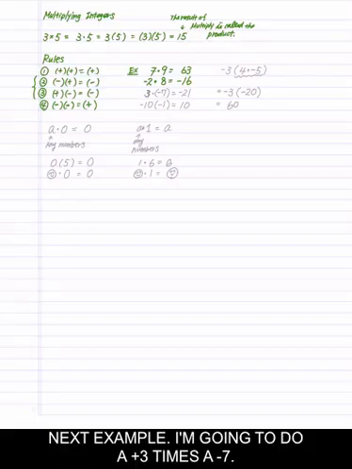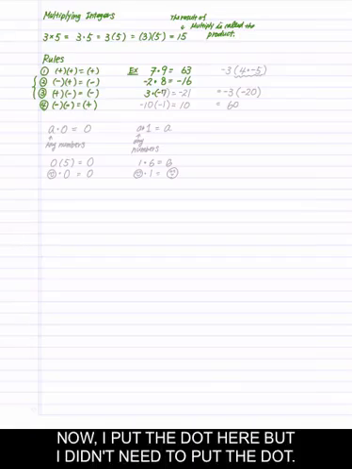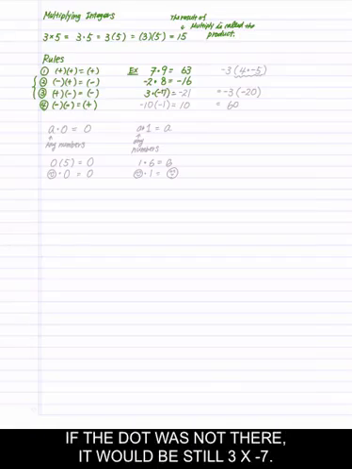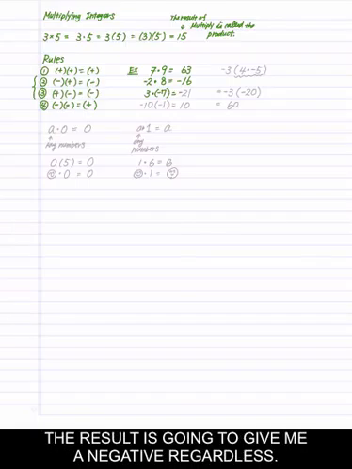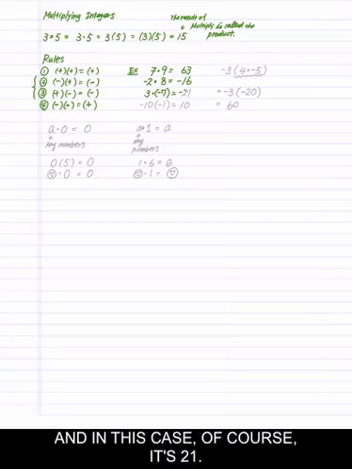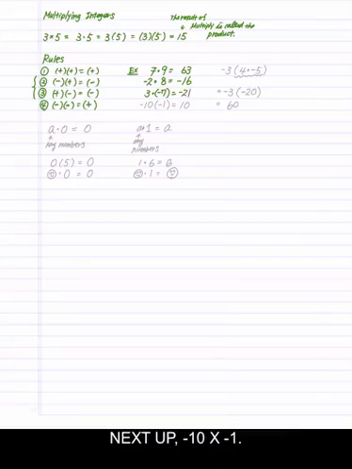I'm going to do a positive 3 times a negative 7. Now I put the dot here, but I didn't need to put the dot. If the dot was not there, it would still be 3 times negative 7. Either way, I have a positive times a negative. The result is going to give me a negative regardless. And in this case, of course, it's 21. Next up.